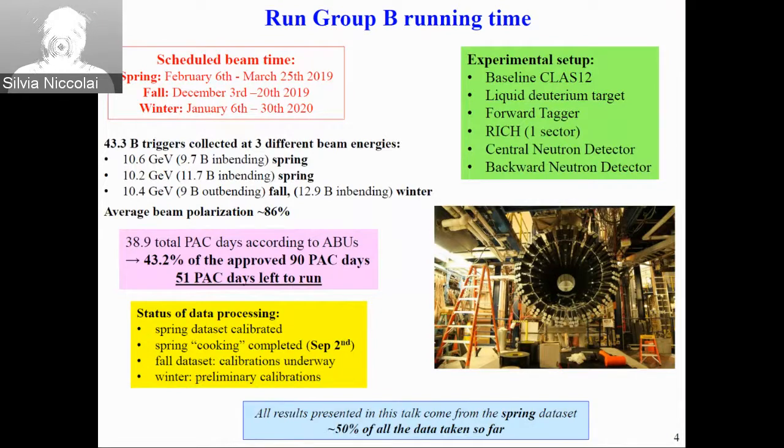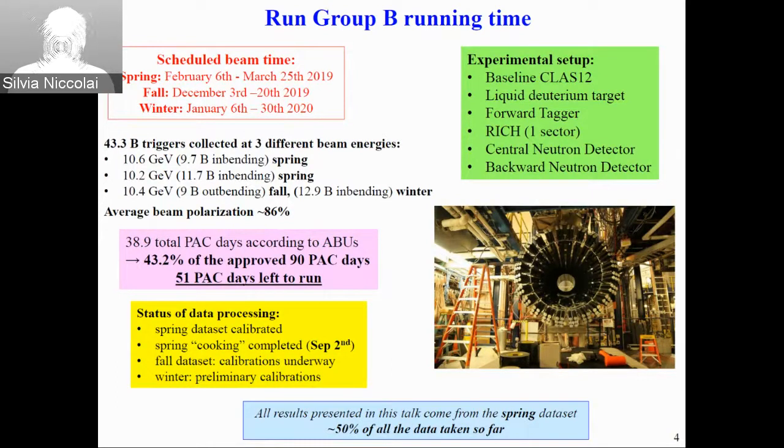During this run, we collected a bit more than 40 billion triggers, and this happened with 3 different values of the beam energy due to problems with the CEBAF accelerator. Namely, during the spring data taking, half of the data taking was at 10.6 GeV beam energy, and the other half with 10.2 GeV beam energy. And then in the fall, the accelerator could reach only 10.4 GeV. And we had one data set taken with outbending torus settings, while the other data taking was done with inbending settings. In total, according to ABU, we collected about 39 PAC days, which corresponds to 43% of the approved 90 days that were awarded to the NDVCS experiment.